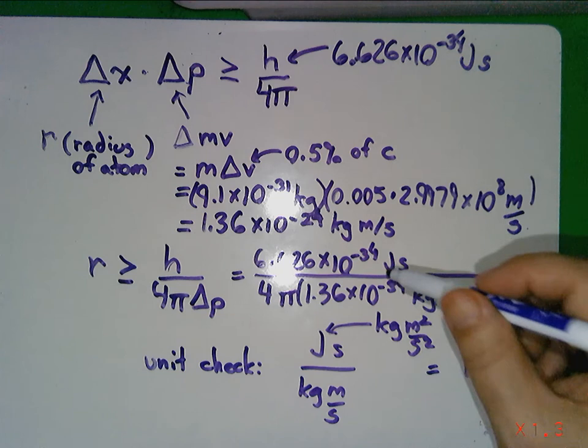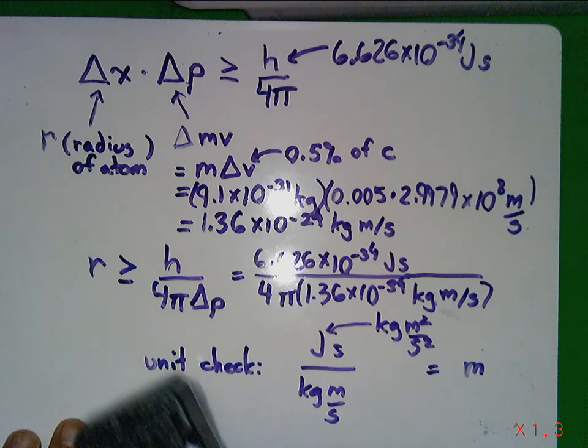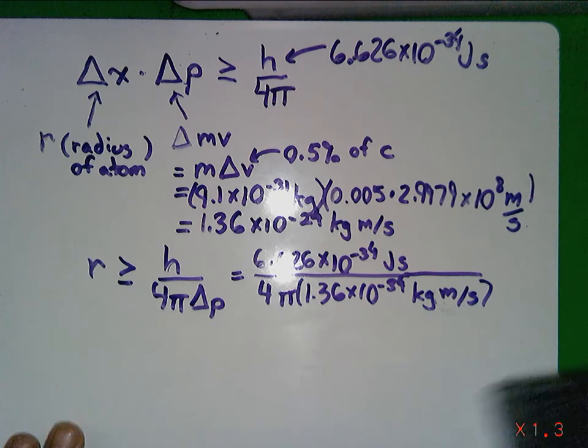That means that I did my math right, at least as far as the algebra. The numbers might be wrong, but I did the algebra correctly because I'm getting the right units out of here. So I passed my unit check. I'm getting meters out of here. Roughly, what's the size of this?